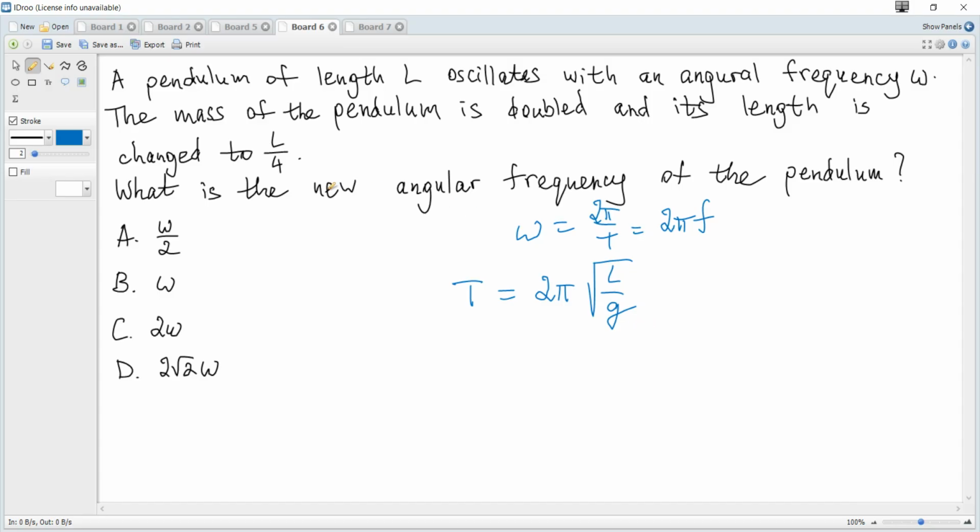And when its length is changed to L/4, since there is a square root, the period decreases by a factor of 2. And if the period decreases by a factor of 2, since it is in the denominator, hence omega increases by a factor of 2. So it's C.